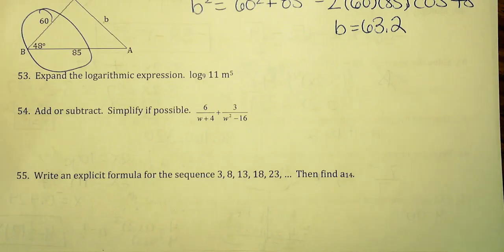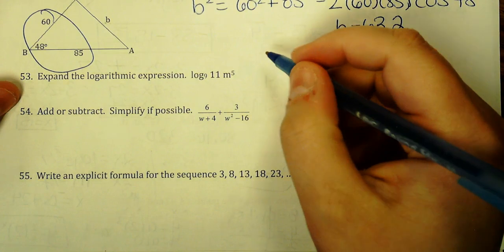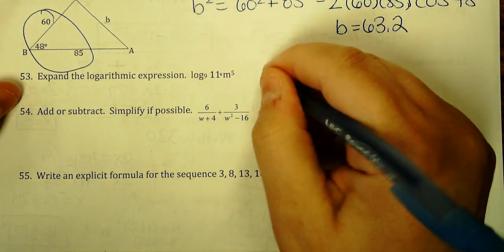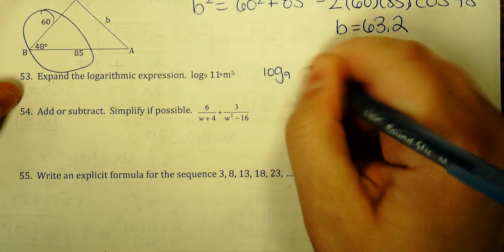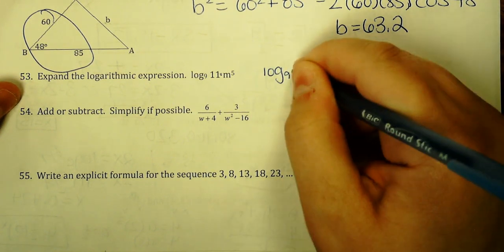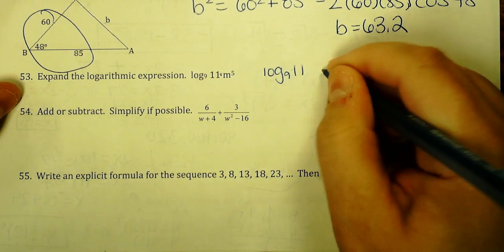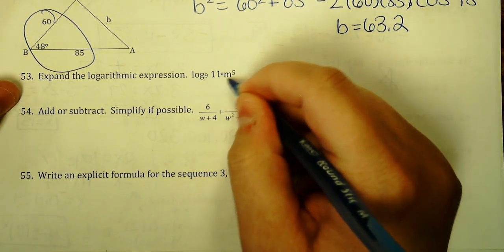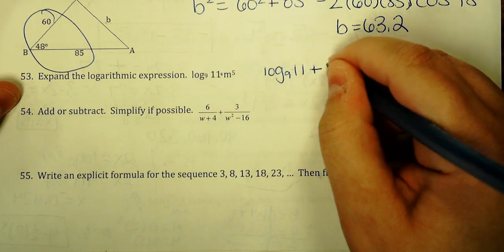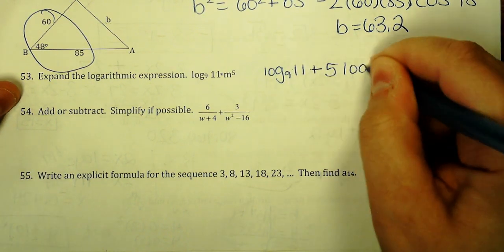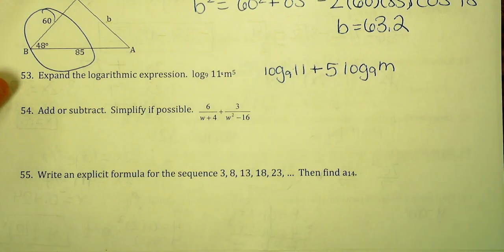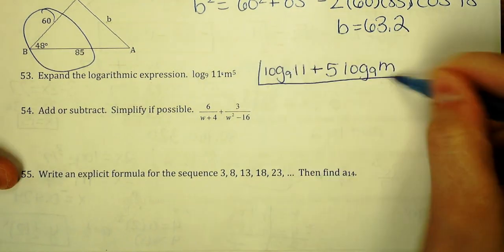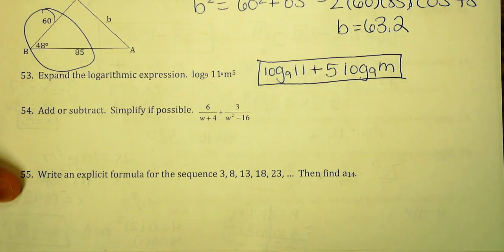Expand the logarithm. So this is working backwards from what we had in number 50, if you look back to that. So I'm multiplying. Okay, when you multiply, you separate with addition. So I'm going to say the log base 9 of 11 plus, okay, now this is a power rule here. So I'm going to write a 5 in front of this log. That will take m to the 5th power if we would squish it back together. So expanded version is going to look like this.